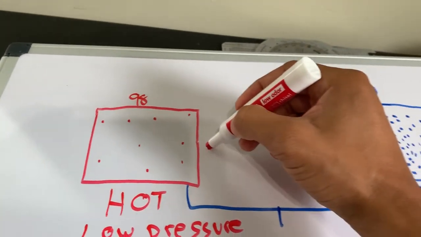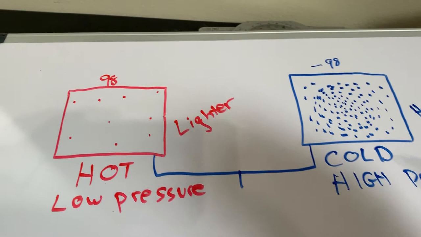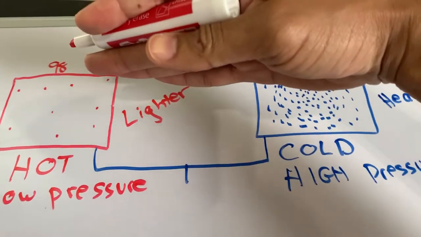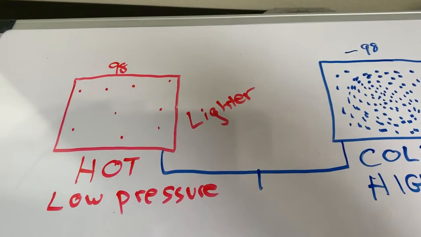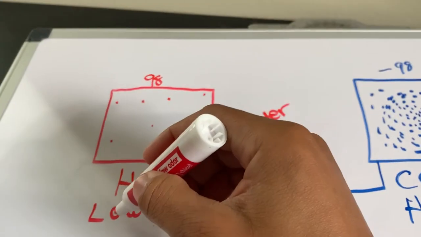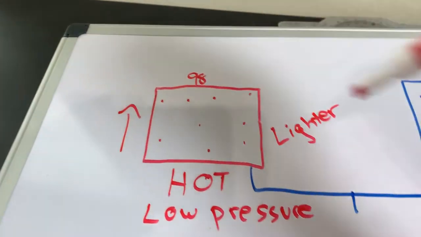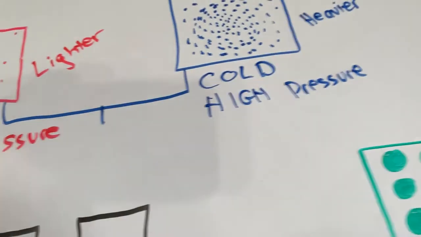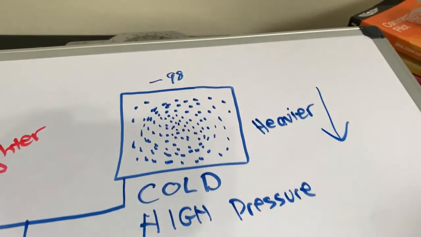Or lighter. It's going to weigh less. So the tip of the scale is going to go like that, right? So that's that. Another thing: low pressure, heat rises. So that's another way you can say that this is going to go up, and the blue is going to go down.